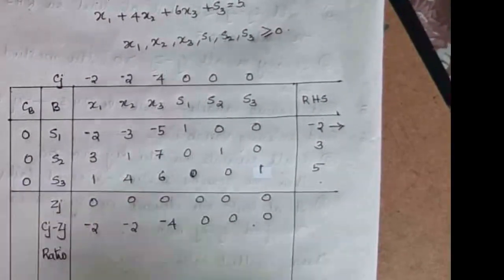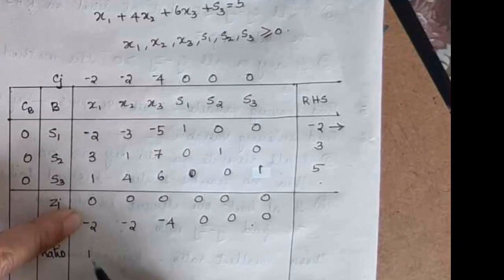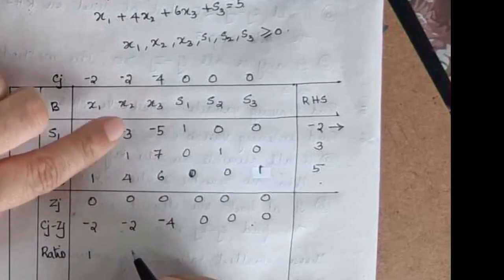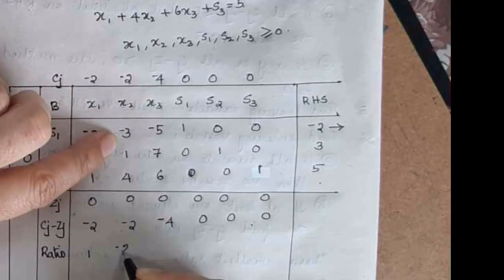Now how will you find the ratio? -2 divided by -2, you will get 1. Then -2 divided by -3, this is 2 by 3.